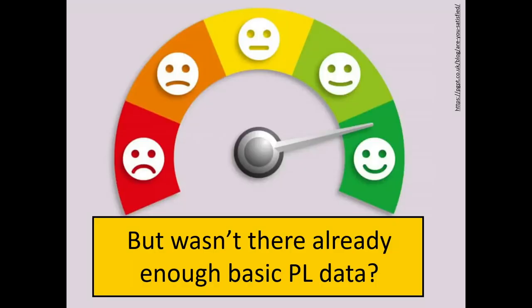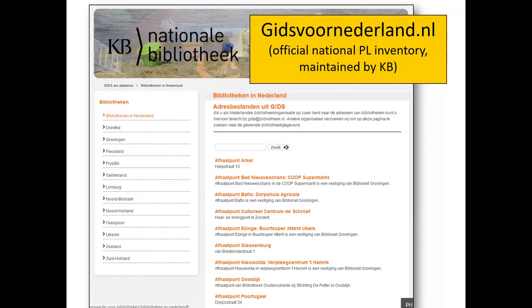Then you might wonder, why do I want to do this? Isn't there already enough basic library data out there in the Netherlands to have a good coverage? So let me show you some of the websites that are available to discover address and location information about Dutch public libraries. The first one is gidsvoornederland.nl, the official public library inventory maintained by my library, the National Library. You can look up addresses and geo-coordinates on that website.